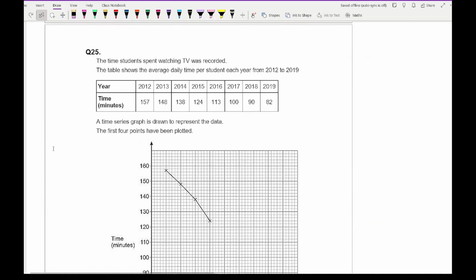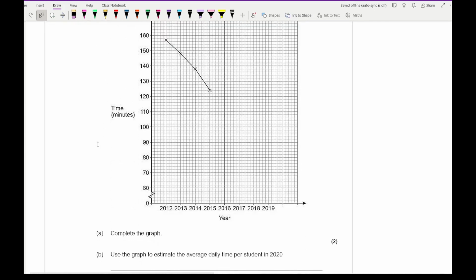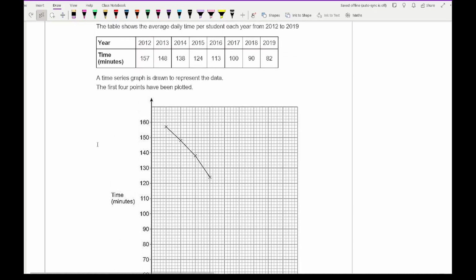Moving on to question 25, which is the time series graph. It says the time students spent watching TV was recorded. The table shows the average daily time per student each year from 2012 to 2019. The time series graph is drawn to represent the data. The first 4 points are plotted, and the question is asking us to complete the graph. So here what I need to do is plot these 4 points.